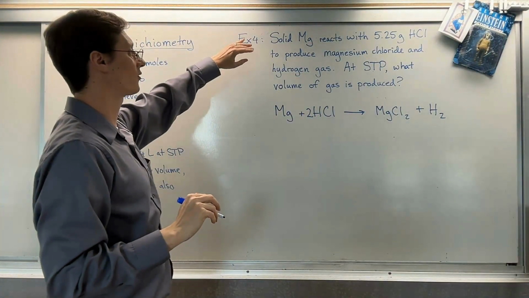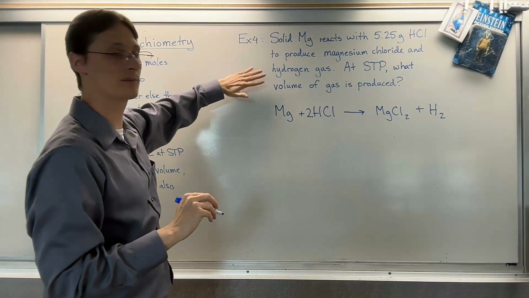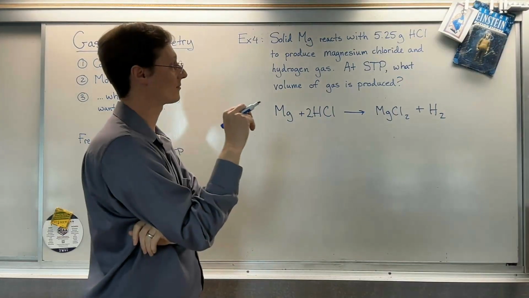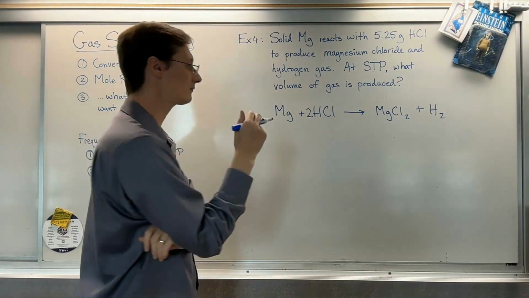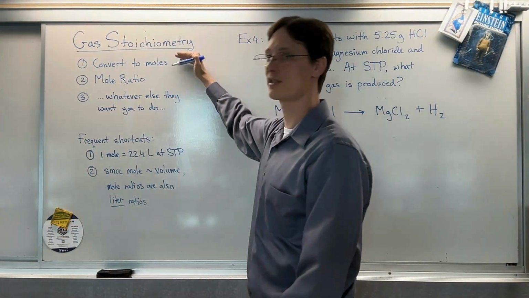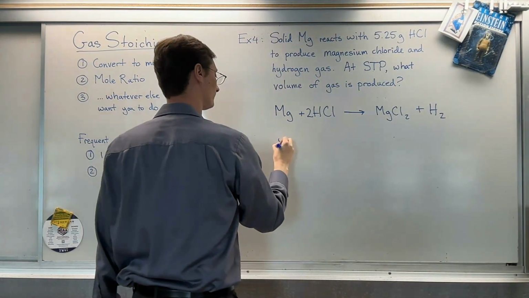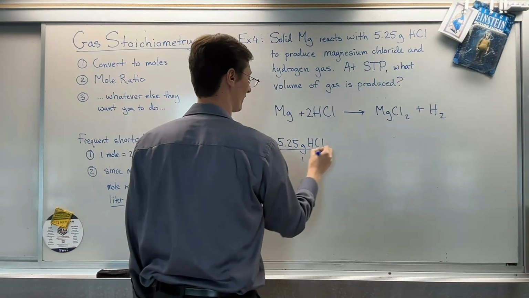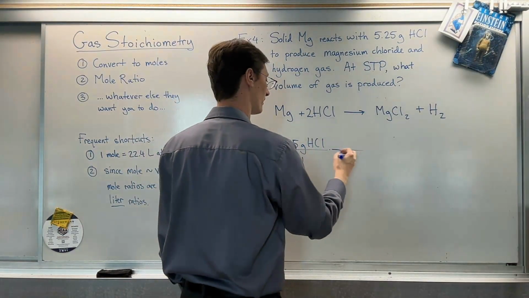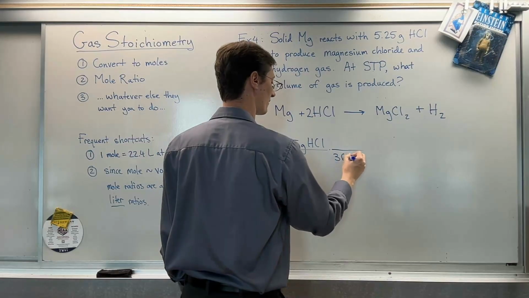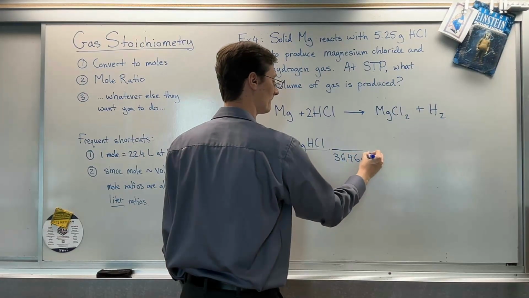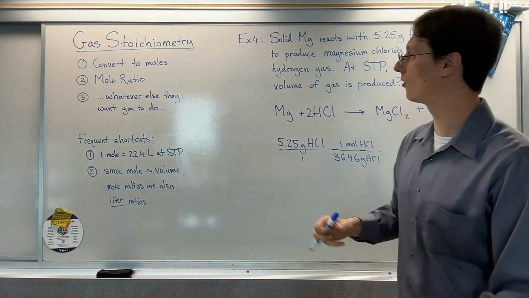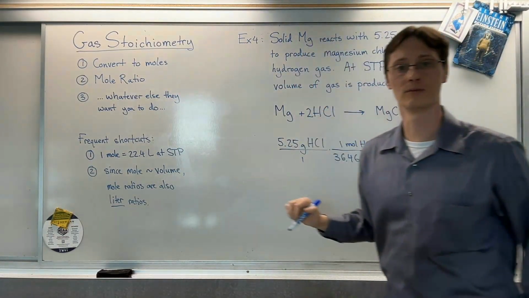Then the question wants to know, at STP, what volume of gas is produced when 5.25 grams of hydrochloric acid reacts. First step is convert to moles. We know we've got 5.25 grams of hydrochloric acid that have reacted. The molar mass of hydrochloric acid is approximately 36.46. That would be my first step, I'd have to convert that to moles. I have done that.